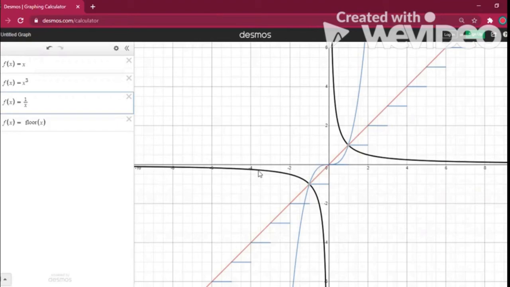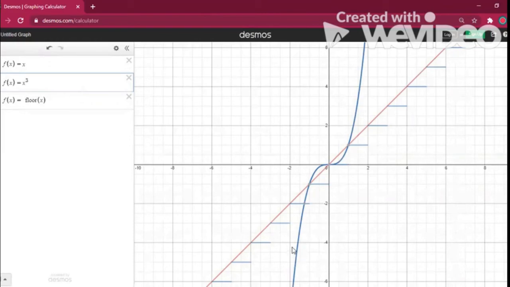And now we are left with the 3 functions that have the end behavior of -infinity, which are f of x equals x, f of x equals x cubed, and f of x equals int of x, which is the step function. And that's it.